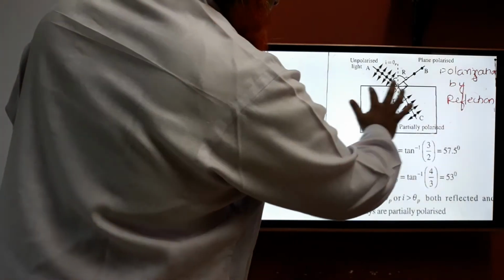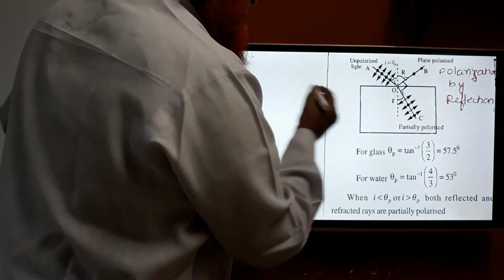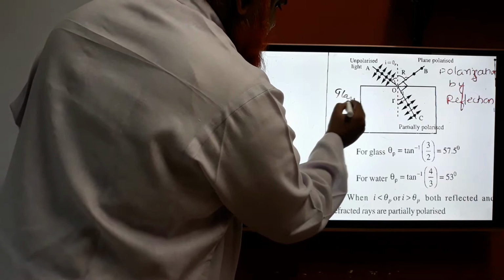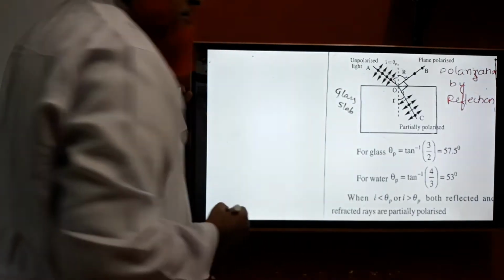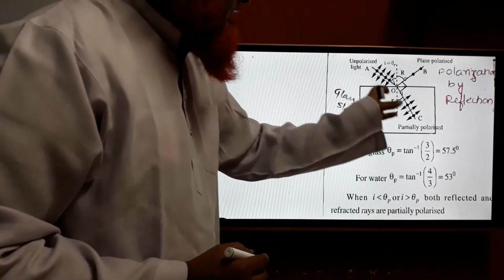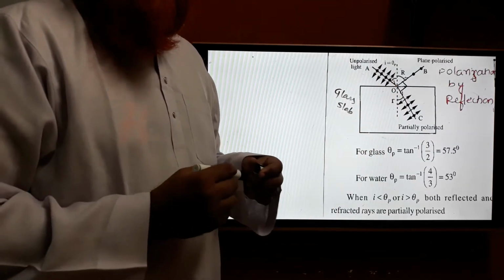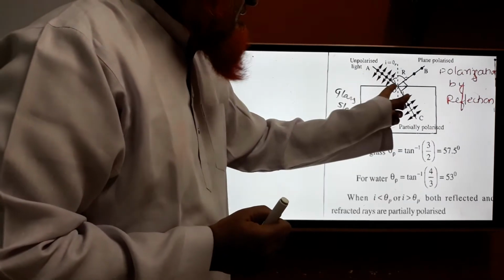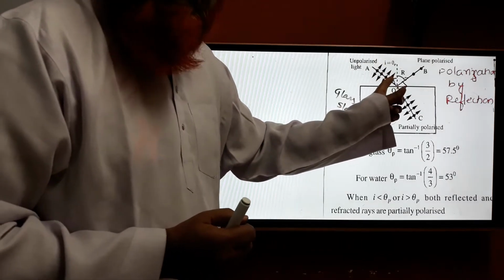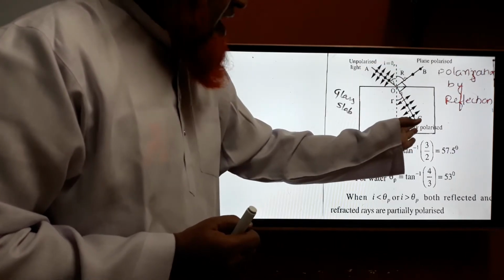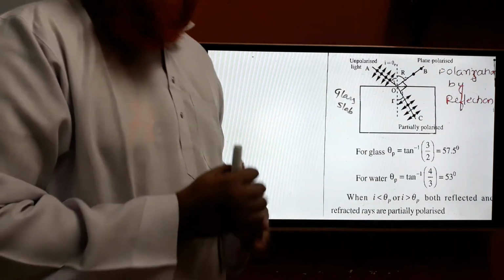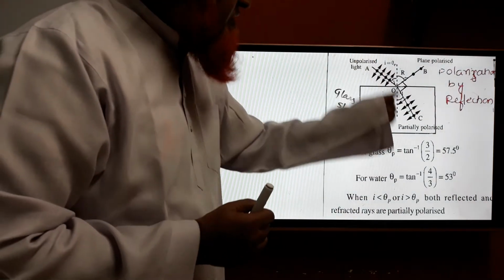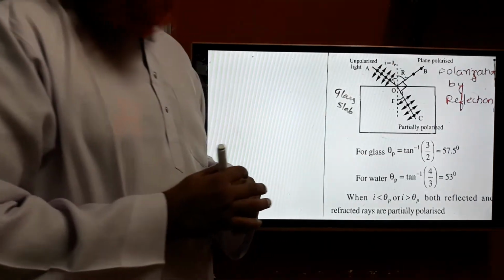If you observe, this is a glass slab. In this glass slab, light is going to travel. When light strikes the surface of the glass slab, partially it is refracted, partially it is reflected. Some of the light is refracted, some of the light is reflected.